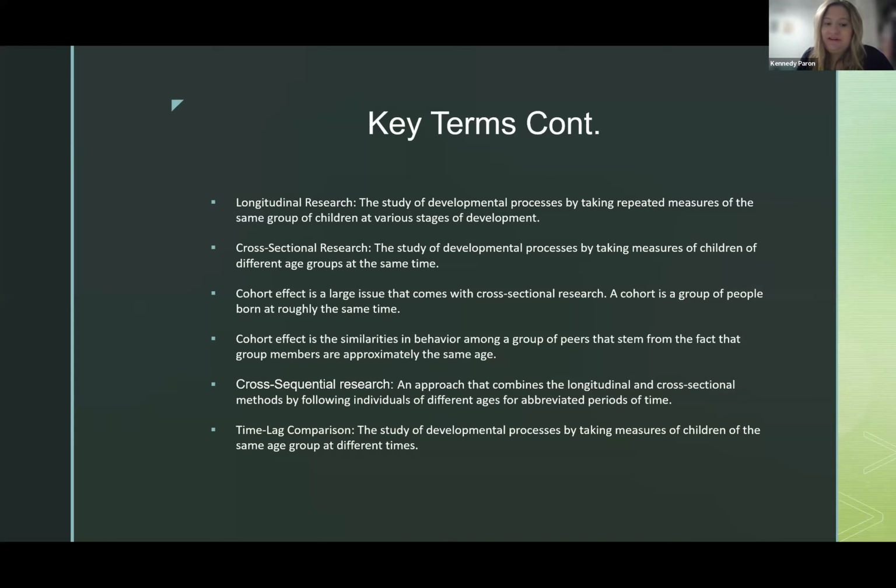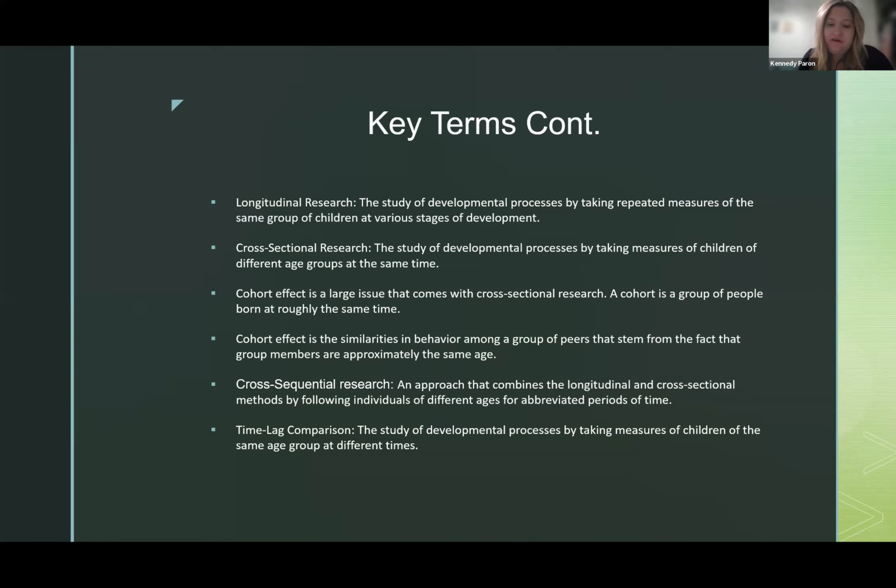So there's cohort effect. So cohort effect is a large issue that comes with cross-sectional research. A cohort is a group of people born roughly at the same time that are being researched. So cohort effect is the similarities in the behaviors among a group of peers that stem from the fact of the group members and their approximate same age. So this would be because of their development.